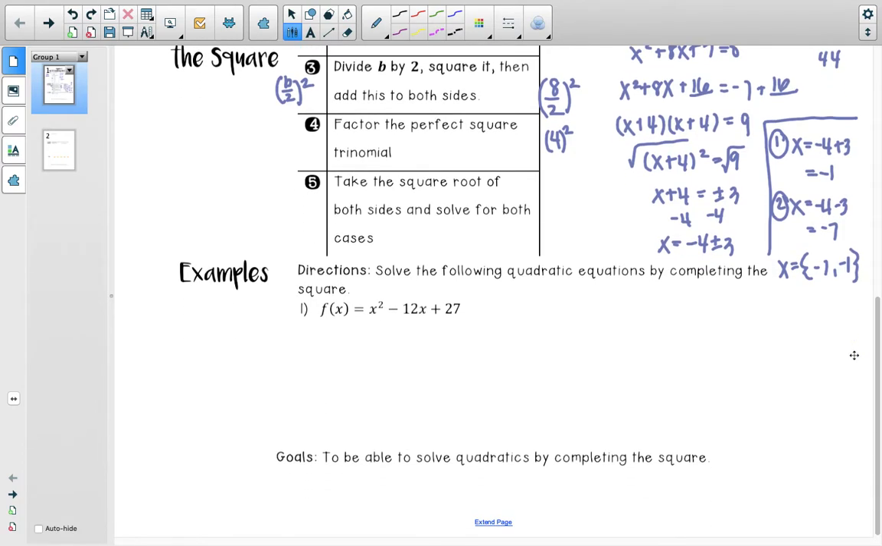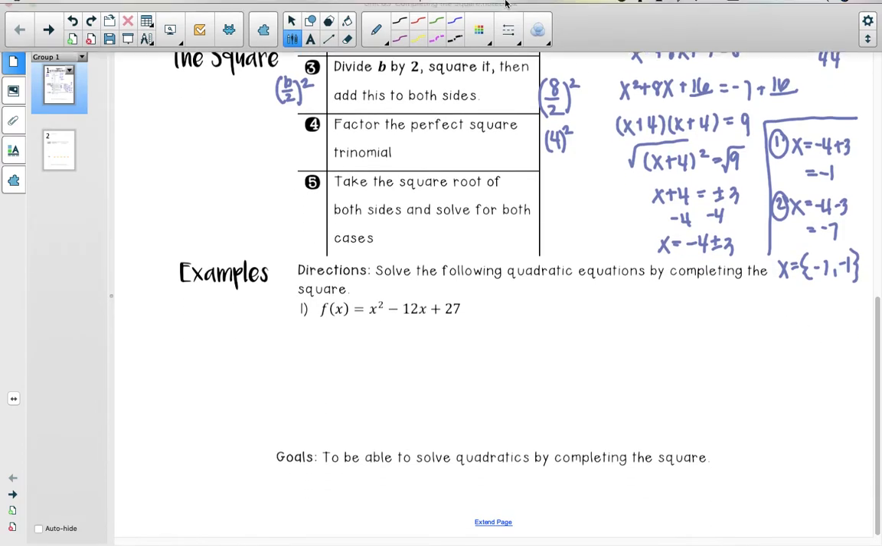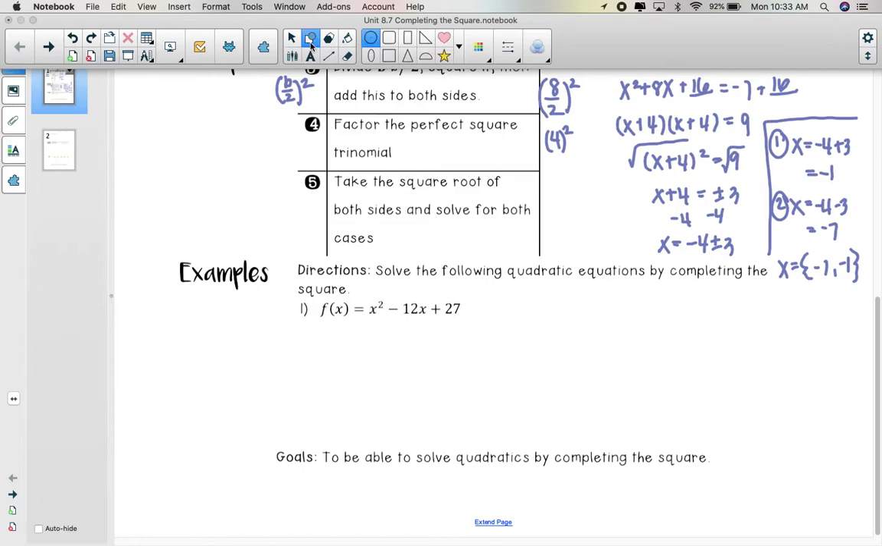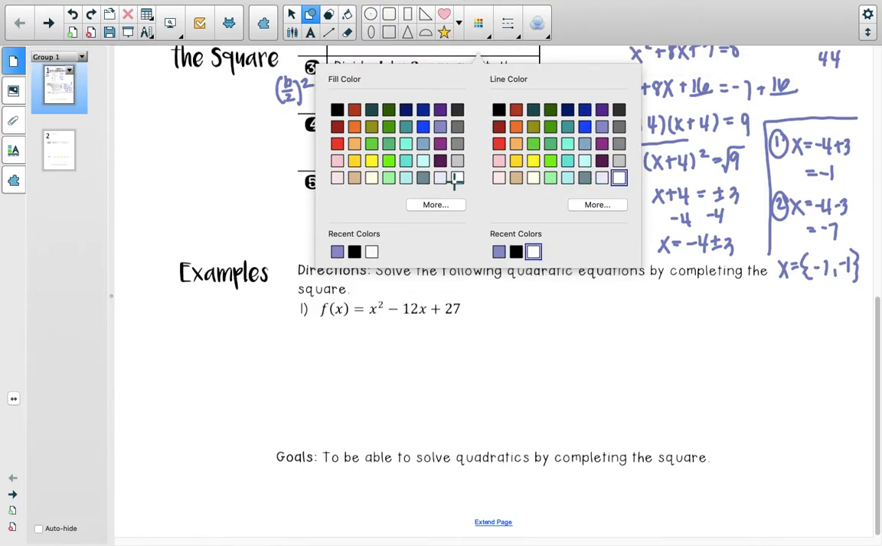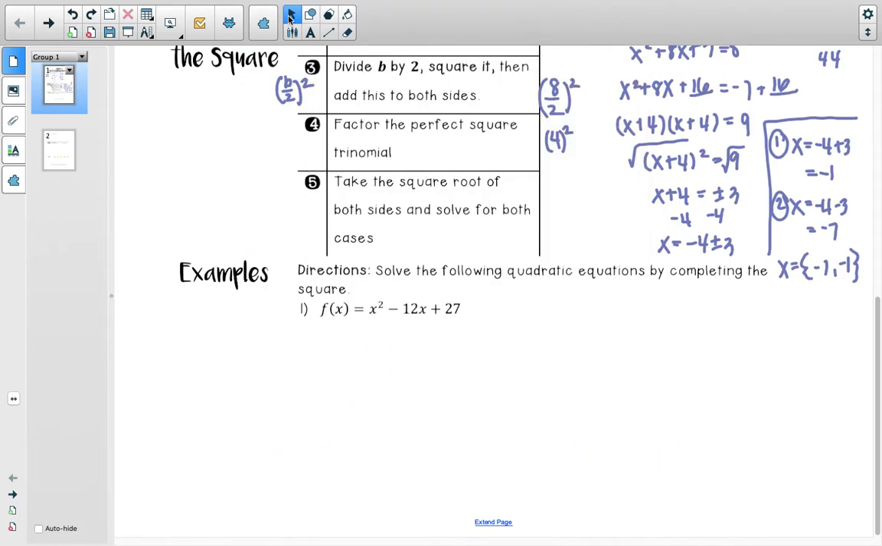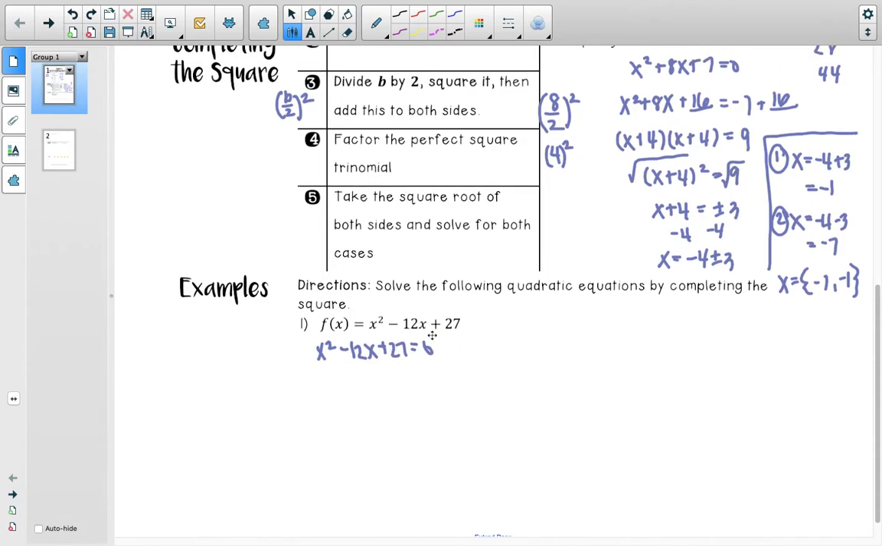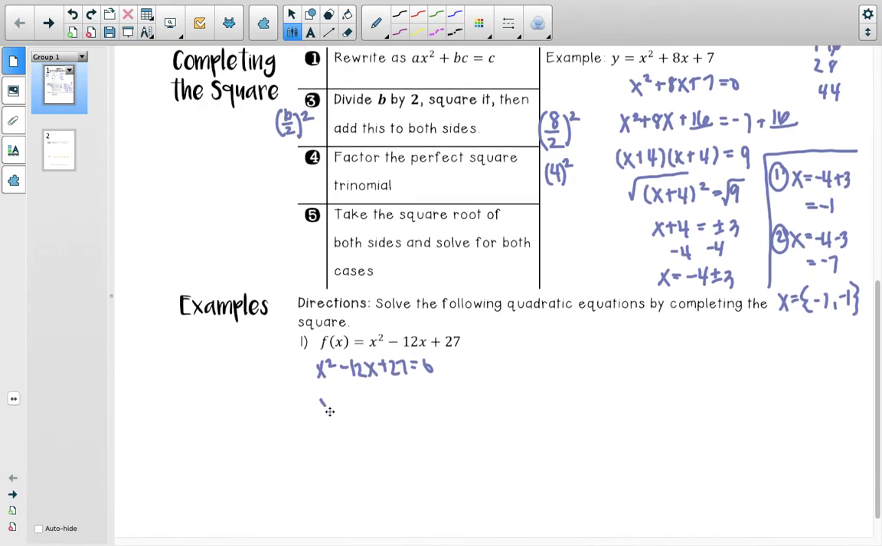Okay, so let's do an example. And I know I'm not going to have enough room, so let me get rid of the goals on the bottom of the page. Okay, those are gone. All right, so first step, set it equal to 0 technically. But if you want to, you can subtract the 27 over right away. If you're not ready for it, that's okay. So the first step is to take the constant, remember the steps are right here, the constant over.